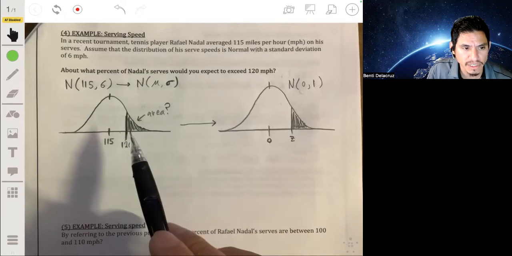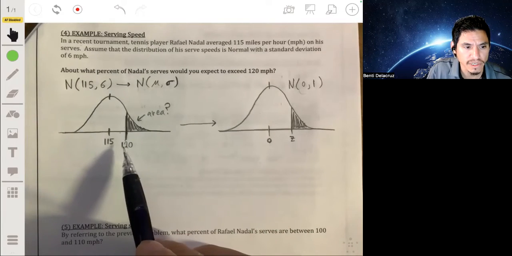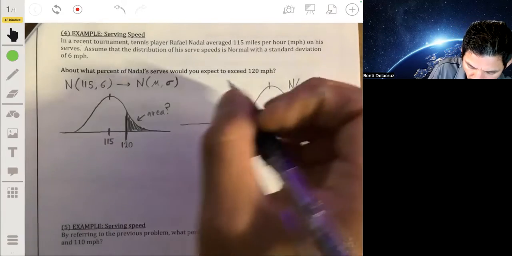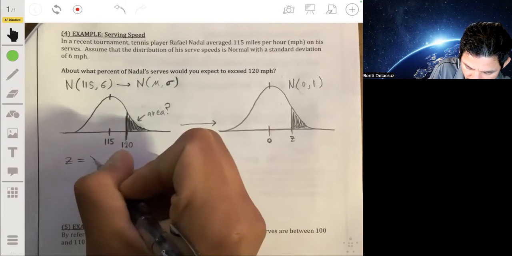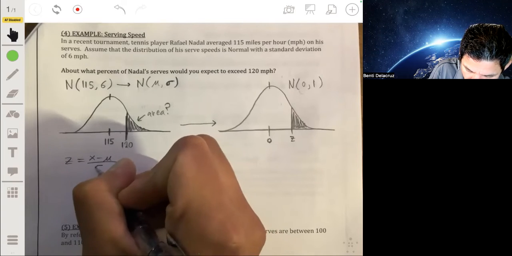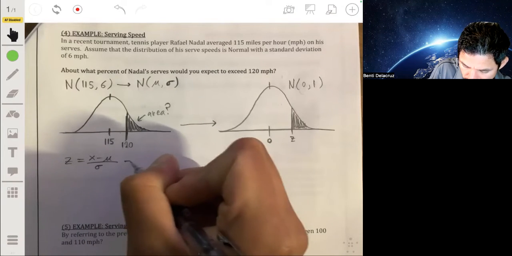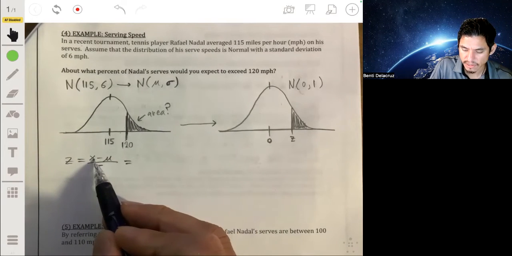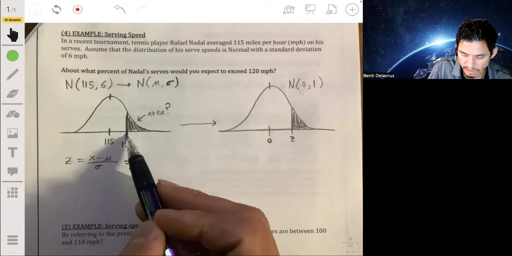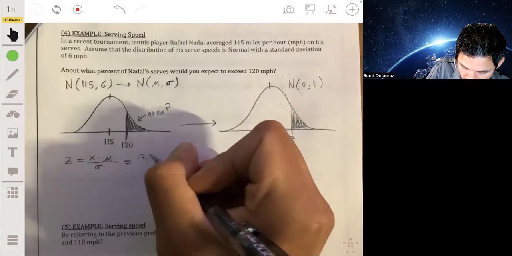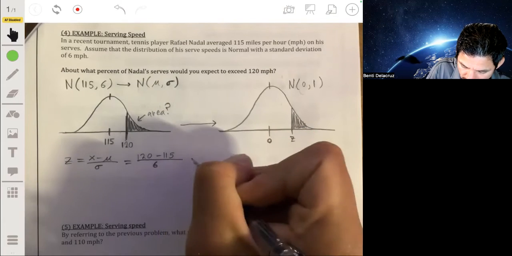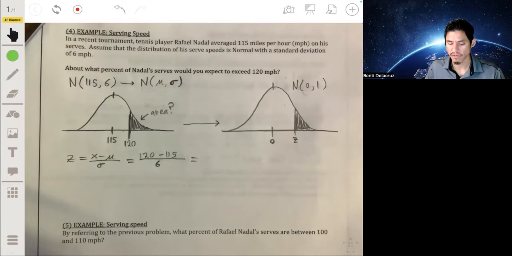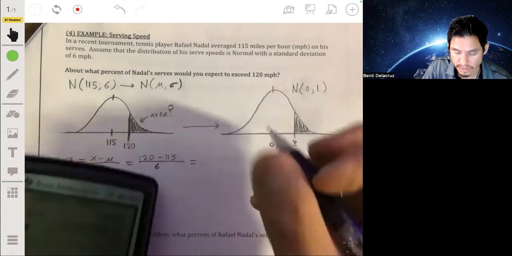So for that, we're going to change our value of 120 into a z-score. And let's recall our formula for z-score. Z is equal to x minus the mean over the standard deviation. So in this case, our x, the value we're trying to figure out, is 120. Our mean is 115. Our standard deviation is 6. So we have about 5 over 6. I think it's 0.83, so 0.83 repeating.